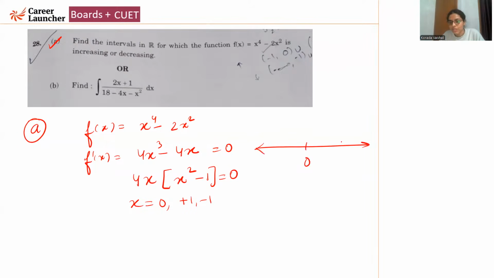So here we have 0, 1, and -1. So alternatively start from positive side. So it is going to be plus, minus, plus, right? So it is going to be plus, minus, minus.